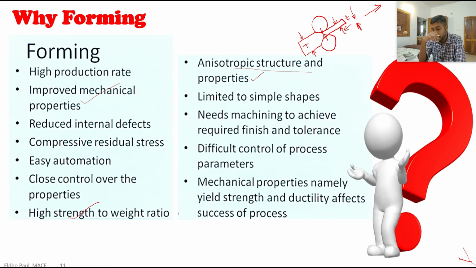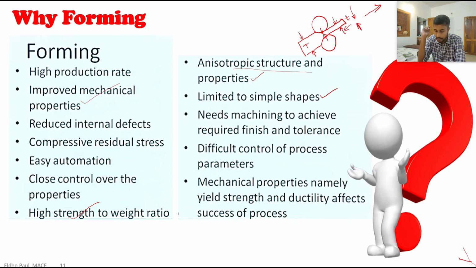And this metal forming process is limited to simple shapes. Very complex shapes cannot be made using these metal forming operations. If the shape is very complex, then we have to go for high energy machines like laser machining or electron beam machining, etc. Or we can do different EDM, electric discharge machining, etc. So this is only useful for simple shapes. These machines are used to achieve the required finish and tolerance. That is important. After metal forming operations, we need to do some machining to improve the surface finish and accuracy of the final product.